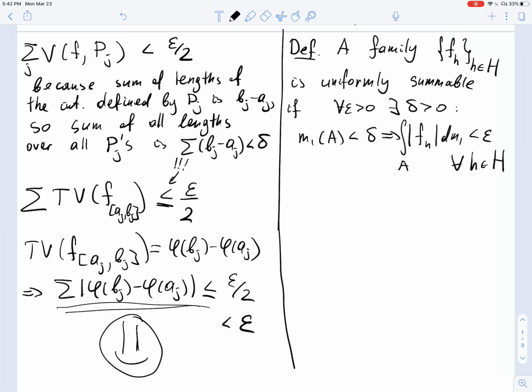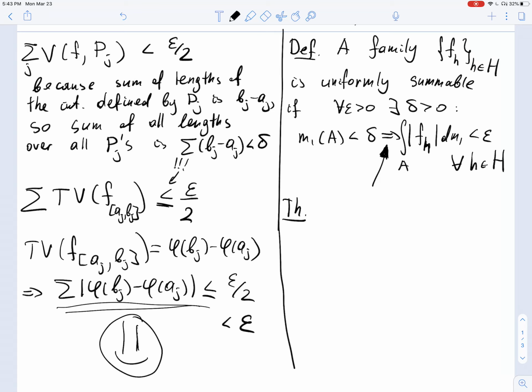So why uniformly? Because delta doesn't depend on h. And what does it have to do with summability? Well, remember that if a single function is summable, then this arrow holds. This arrow was called absolute continuity of the integral with respect to measure. So if you go like 50 pages back, you'll find the absolute continuity of the integral with respect to measure. It's exactly this. Now we call a family uniformly summable if these integrals are kind of uniformly continuous. So if the measure is small, then all the integrals are uniformly small.